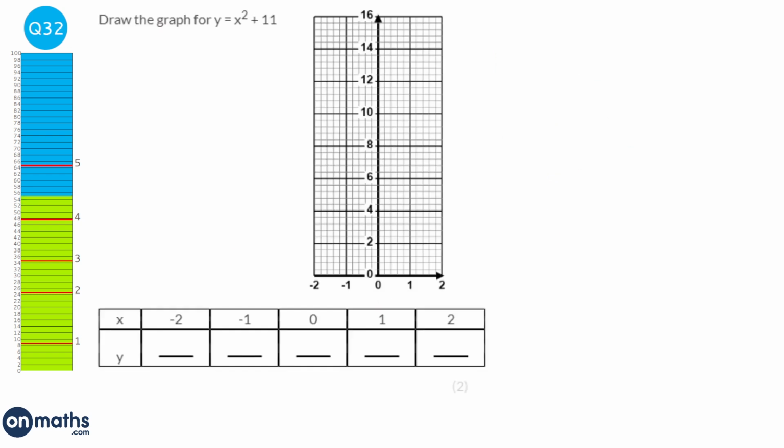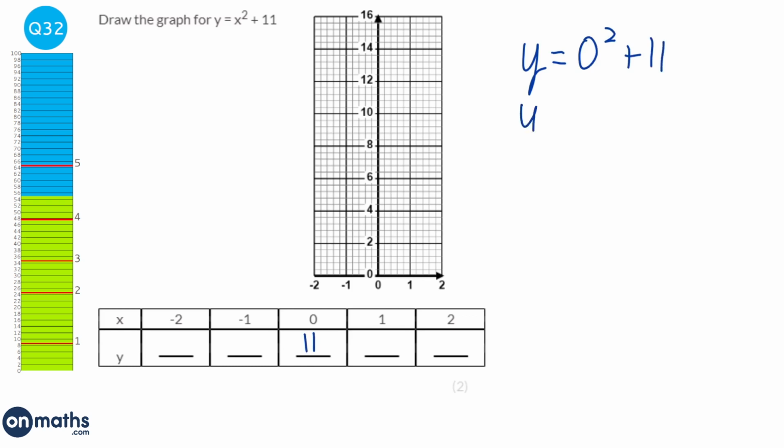To draw a quadratic graph, we want to find as many values as we can, because it's a curve. With a straight line graph you only need 3 points, but with a curve you need as many as you can get. We're given a table here to fill out, so I'm going to start off with a 0, and we want to substitute x equals 0 into our equation. So y equals x squared plus 11, so it's y equals 0 squared plus 11. 0 squared is just 0, plus 11 is 11.